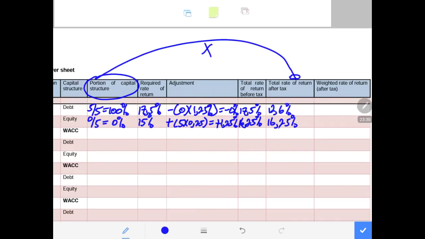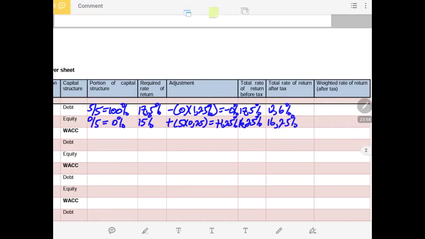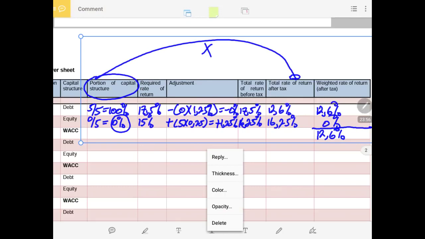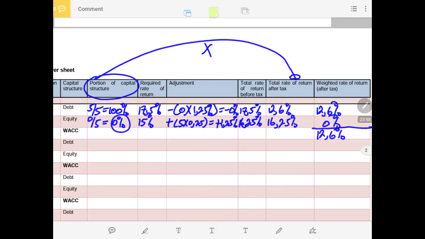So it will be 100% times by 12.6, that will give us 12.6%. Then the weight is 0 times by 16.25, that will give us 0%. So now, meaning our weighted average cost of capital for this source of investment will give us 12.6%.